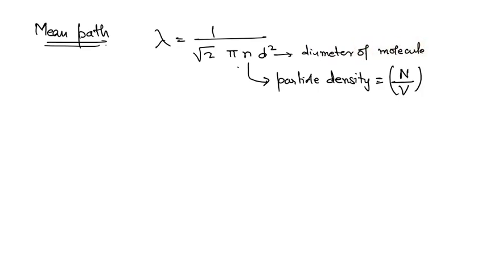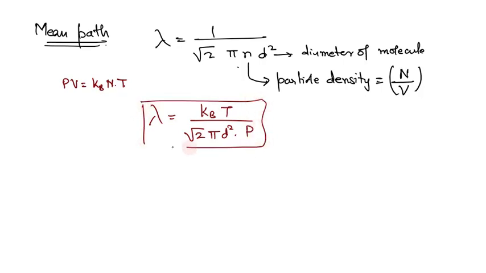We know that the expression for an ideal gas is PV equals n Kb T. So from here we can find the quantity n by V. So your lambda will be proportional to Kb T by root 2 pi d squared into the pressure. This is a formula from which there were some problems on the JAM exam, so you must revise this formula.